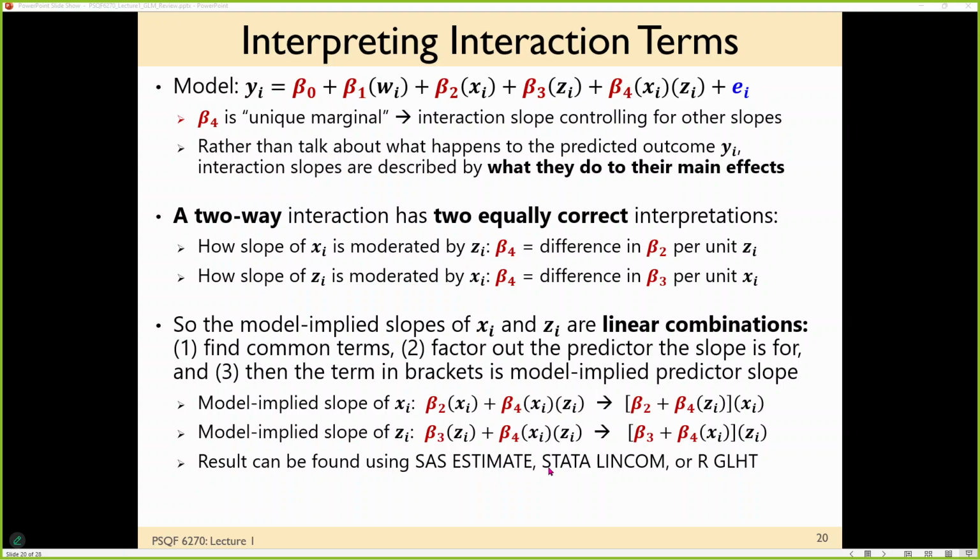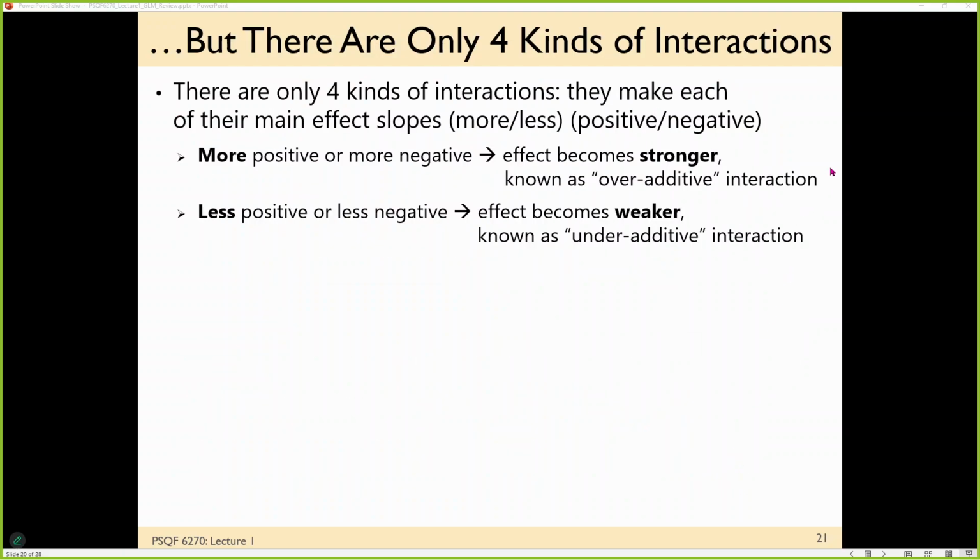And you can ask for these things. These are what's known as simple slopes or conditional slopes, using various techniques in software. Every software package I know of has a way to do this. You just have to learn how to do it. So we're going to get lots of practice with this semester. The good news is that this becomes simple.